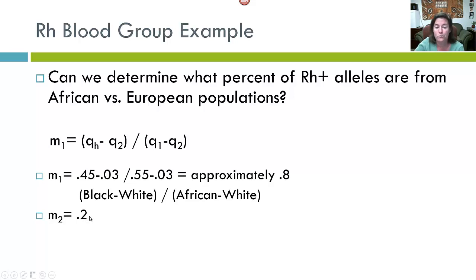and the frequency of M2 equals 0.2. So we can say that 80% of American blacks' Rh alleles are from their African ancestry. 20% of the Rh alleles in the mixture are due to admixture with the U.S. white European populations. Isn't that kind of cool? I think so. So we can determine how much of the genes have mixed and how much haven't exclusively by solving for M, the relative contribution.